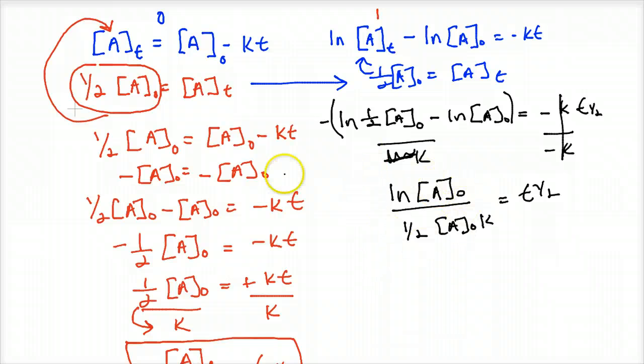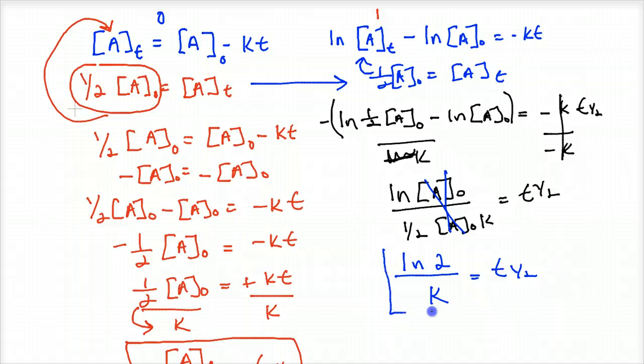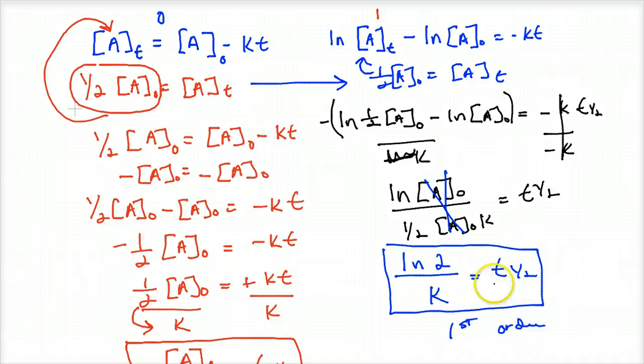So in any case, very simply, at this point we are going to cancel A of 0. That goes by the wayside. And the ln of 1 over 1/2 is the same thing as the ln of 2, over K, equals that half-life. And that is our first order derivation of half-life. And that is something they do not give you in terms of a formula.